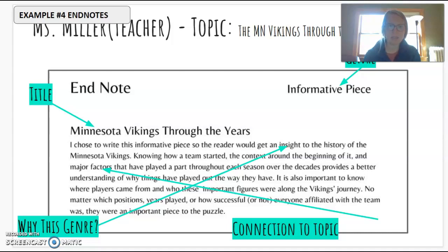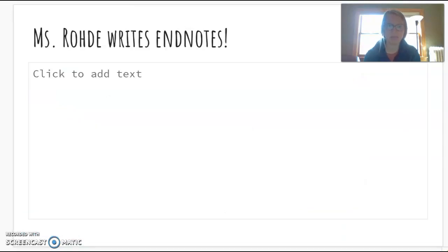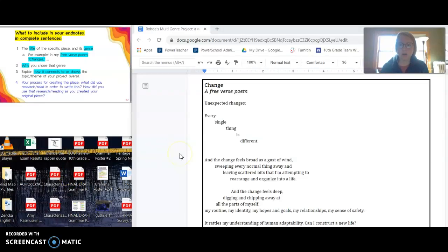Right now, it is my turn to write my own end notes, which I haven't done yet. So I'm going to pull up my multi-genre project now and start writing end notes. Okay, so I'm going to write one end note on a creative piece and one end note on an informative piece. So today I'll model how to do the creative piece, and I'm choosing my free verse poem called Change. Before I write, I'm going to reread my writing with an eye towards why I chose that genre and then how it connects to my overall theme.